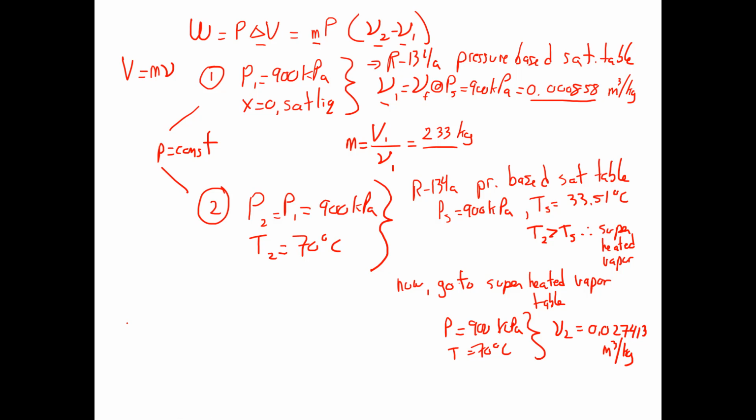So what I can do is figure out the work pretty simply now. I have my work equals mass, which I know here, 233 kilograms, times pressure, which is constant at 900 kilopascals, times the specific volume at state 2, which is 0.027413, minus the specific volume at state 1, which is 0.00858, equals 5,571 kilojoules.